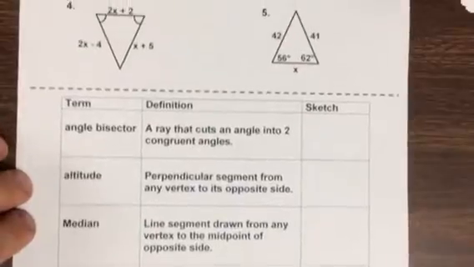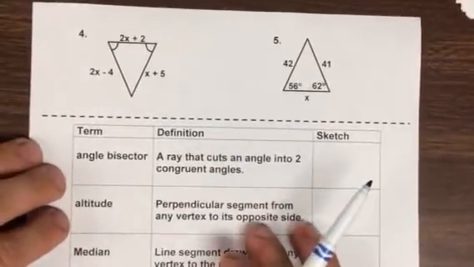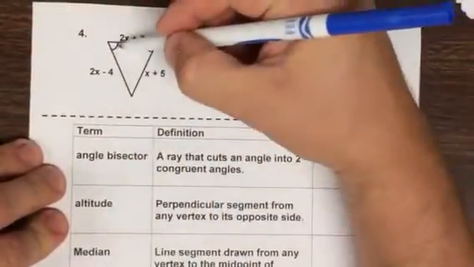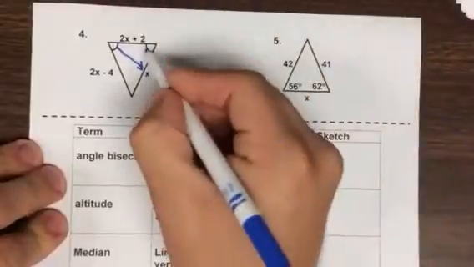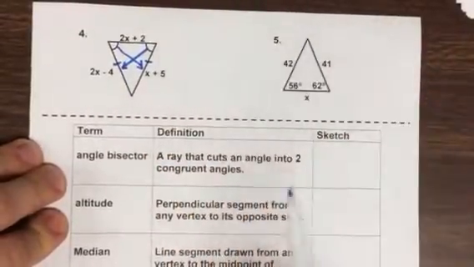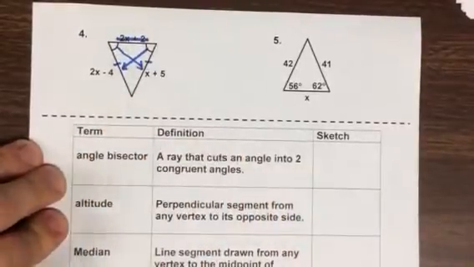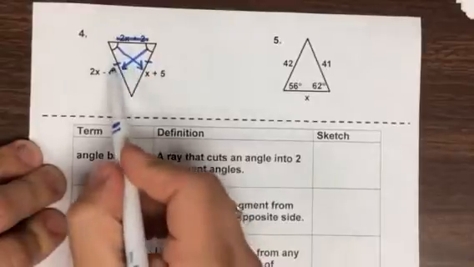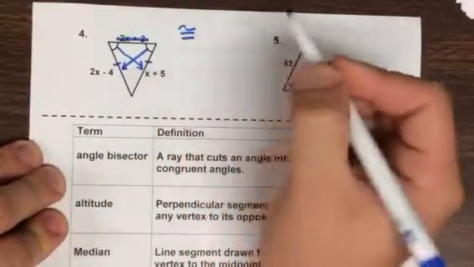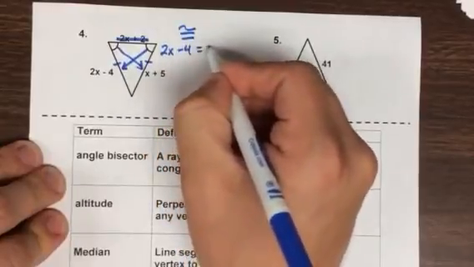So let's look at just a few more examples here. Example number 4. We know that we want to solve for x. Well, I know my base angles are congruent. That means the opposite sides are congruent. So right now, I don't care about the length of my base. That does not matter to me. My two congruent sides I do care about, because anytime I have two congruent sides, I can say those two things are equal. So 2x minus 4 equals x plus 5.